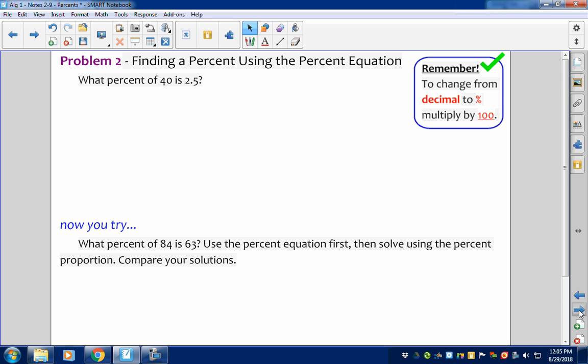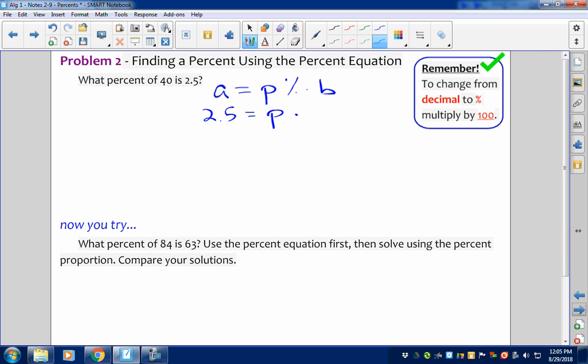All right, this is finding a percent using a percent equation. Because that percent equation is on the first page, I'm going to write it down again here. So it's A equals P percent times B. This is kind of like the problem that I quoted with your quiz score. What we're trying to find here is the P percent. We know the amount is 2.5. We don't know P, and the whole is the 40.